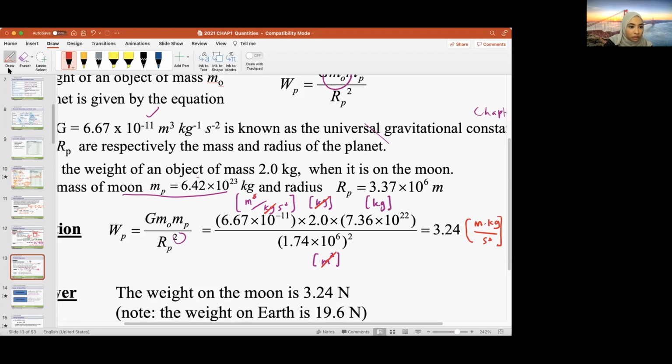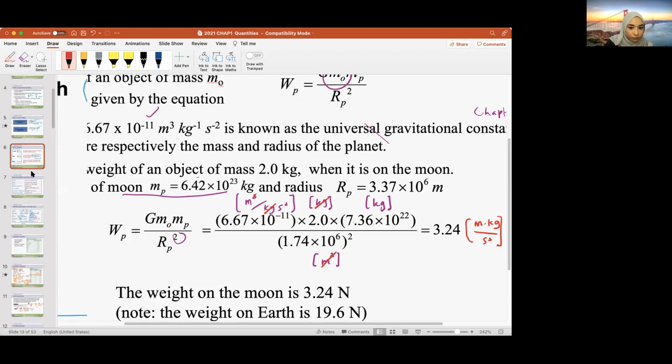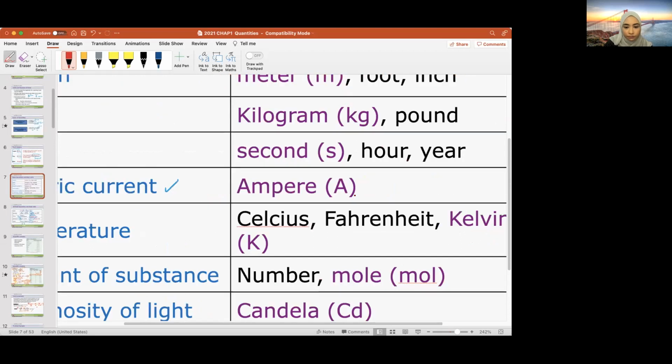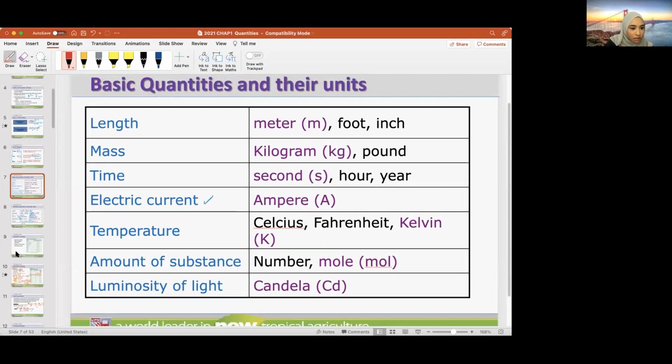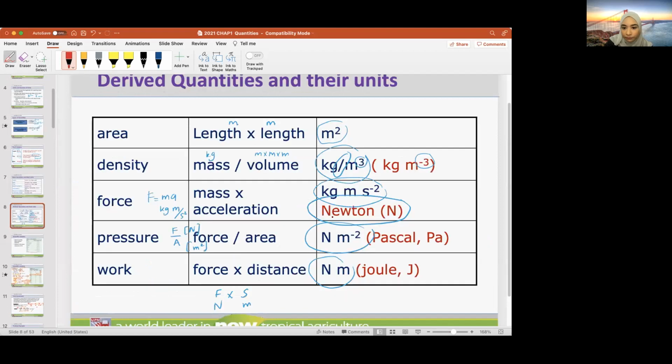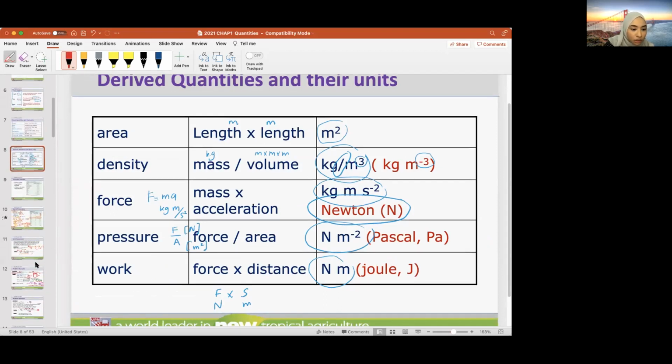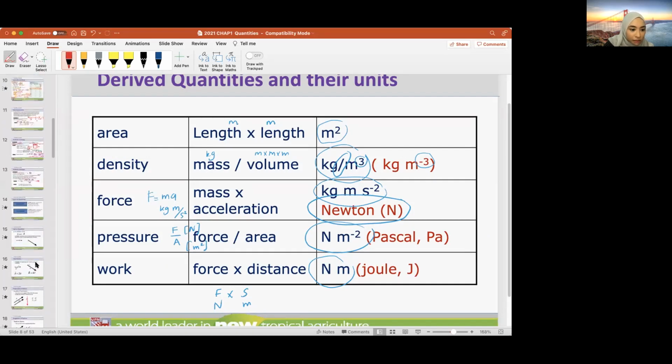Let's go back to our derived quantities. It's not it. I forgot which slide it was. Was it this one? Kilogram, meter over second squared. So this is the unit for weight or force. Weight is force, gravitational force basically.